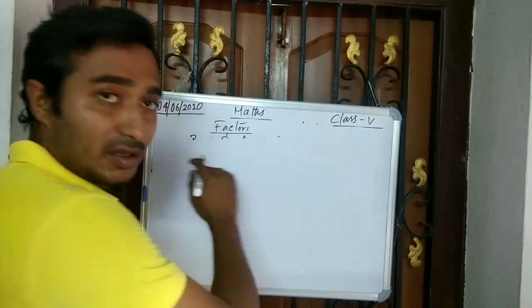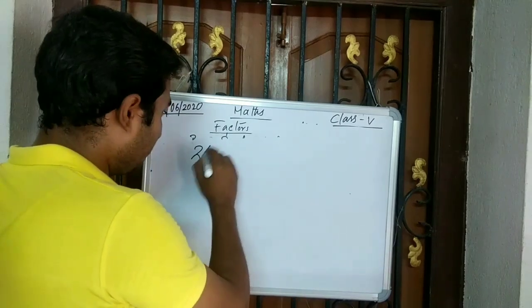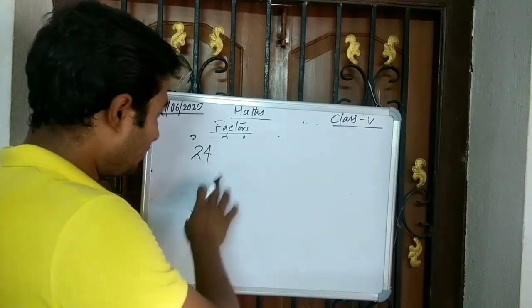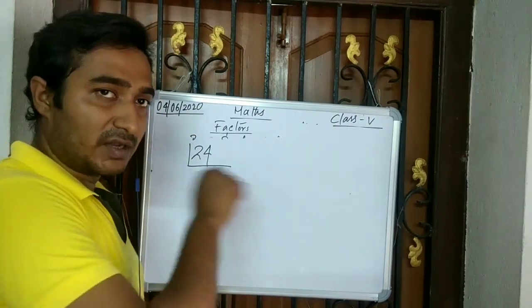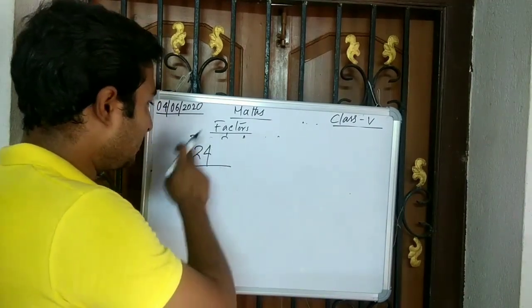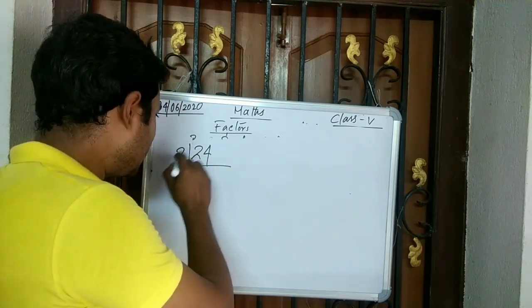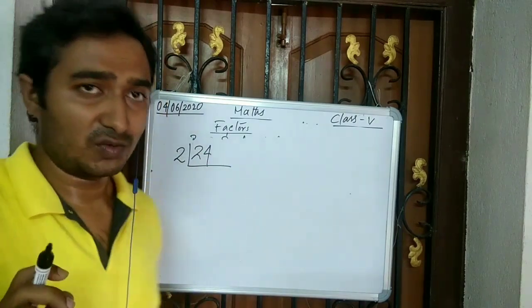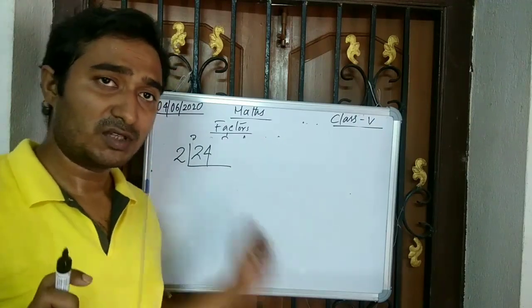Let's see. For that we need a number to be factorized. Suppose we are taking the number 24. So how to factorize it? Simply divide it. This is the way of factorization. Here this is a simple division. This is the dividend, this is the divisor. We have to start with the smallest prime number. We know the smallest prime number is 2, so you have to start from 2.